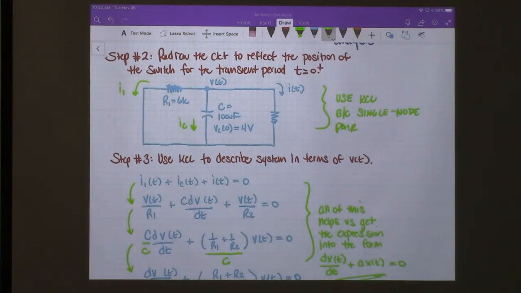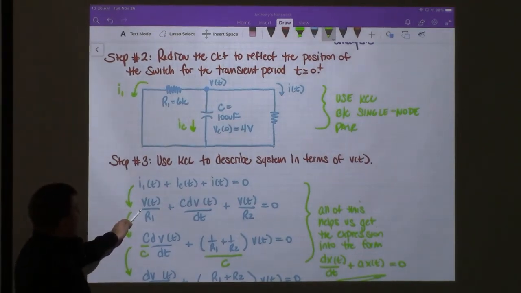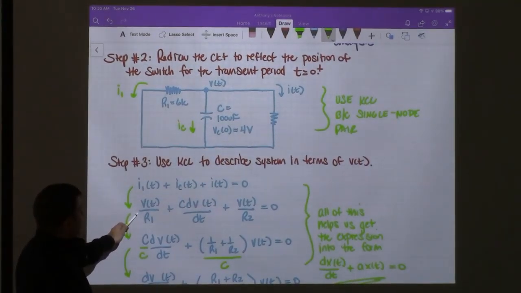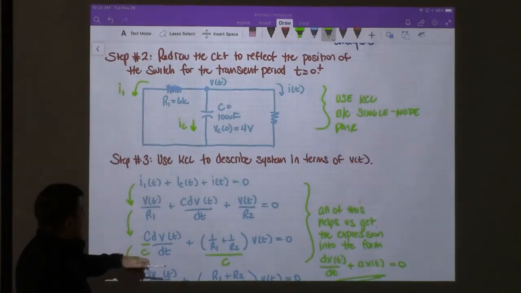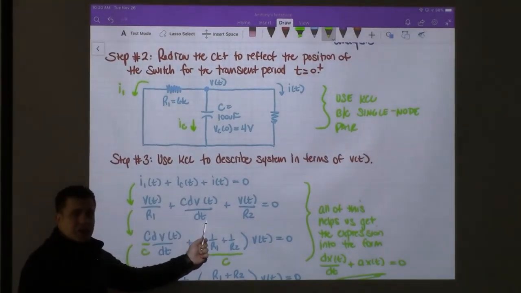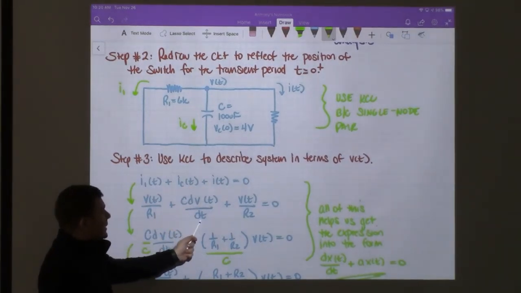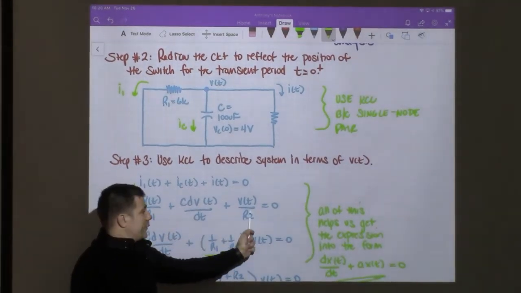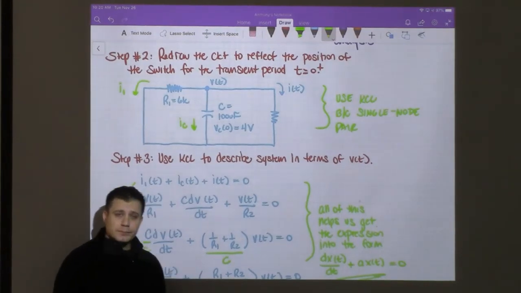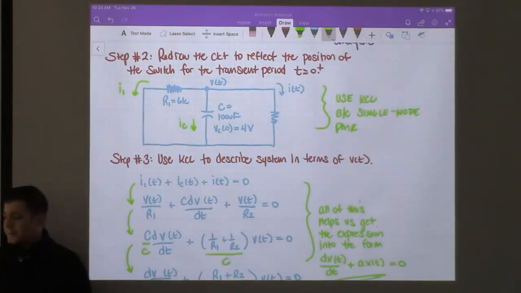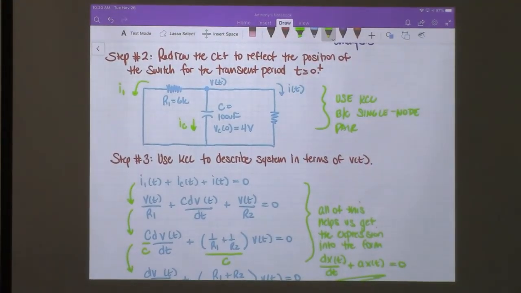Then I'm going to substitute Ohm's Law. So I1 of t is going to be equal to Vt divided by R1. Substitute the VI relationship for the capacitor, IC equals C dV dt, and then Ohm's law again, Vt over R2. That's all we did. Next step.